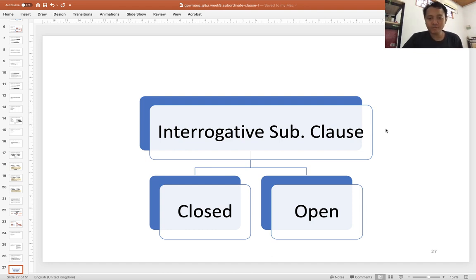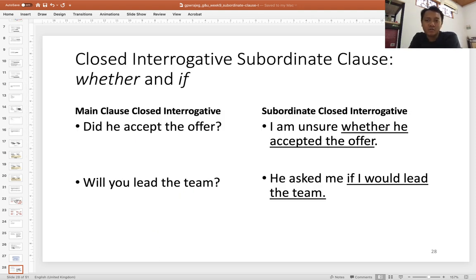Before we look at the difference between interrogative in main and subordinate clauses, now we look at the features of the interrogative subordinate clause, from the open and closed interrogative. In the closed interrogative subordinate clause, you will have special markers, indicators of closed interrogative subordinate clause, namely whether and if. In the main clause, you use closed interrogative such as "did he accept the offer?" It's a yes/no question. "Did he go to the supermarket?"